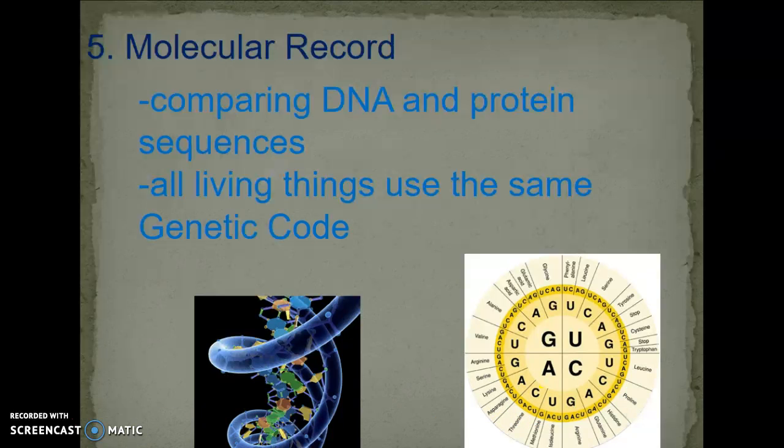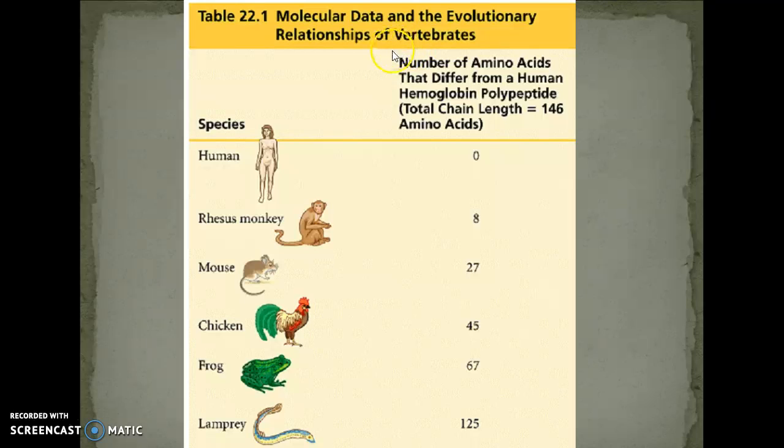This is a set of molecular data, and what they have used here are the number of amino acids that differ from a human hemoglobin polypeptide. So hemoglobin is found in red blood cells and it carries oxygen. So all of these species have the sequence of amino acids for hemoglobin, but there are 8 differences between us and the rhesus monkey, 27 between us and a mouse, and so on.